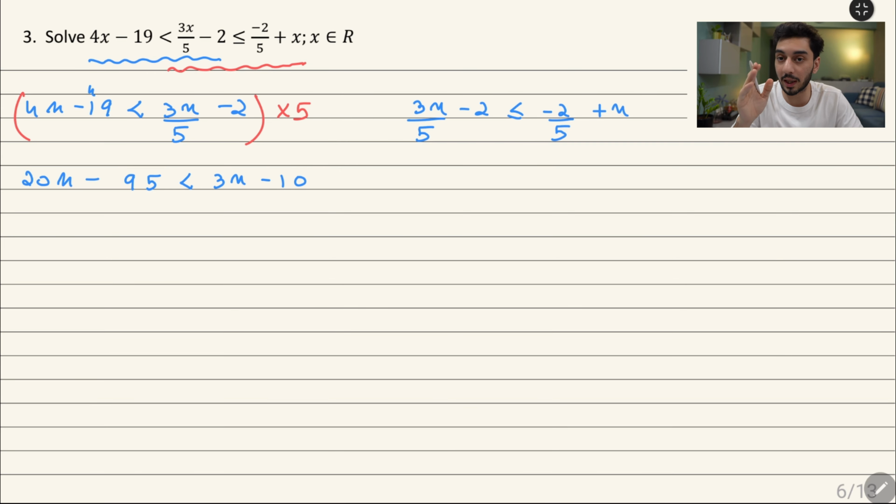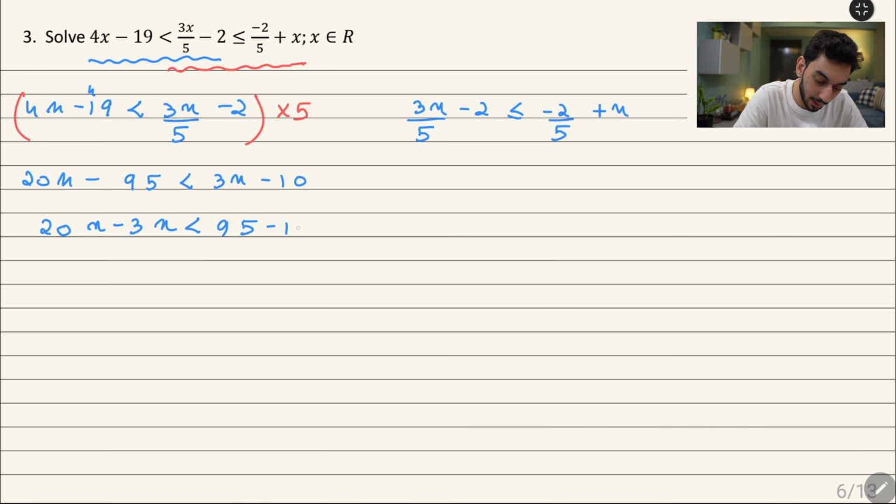Okay, we'll take all the x's on one side. Everything that does not have an x goes to the other side. So 20x minus 3x is less than 95 minus 10. 20x minus 3x is 17x is less than 85. Okay, now we can simplify this thing. I suppose 85 divided by 17 is just 5, so I can say x is less than 5. That is one of the solutions.